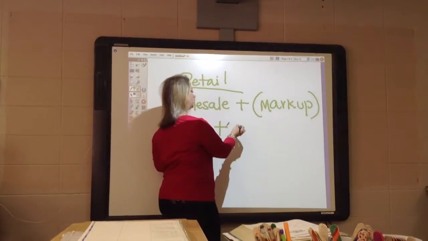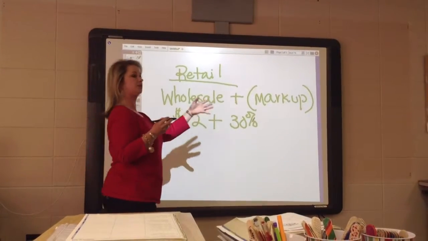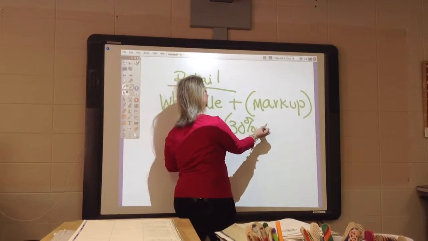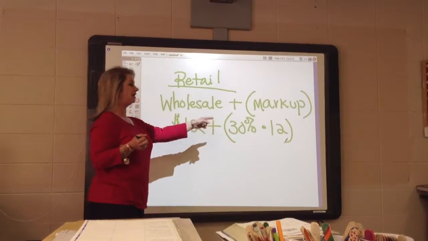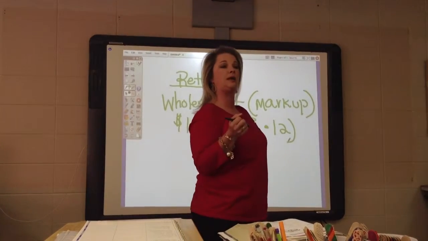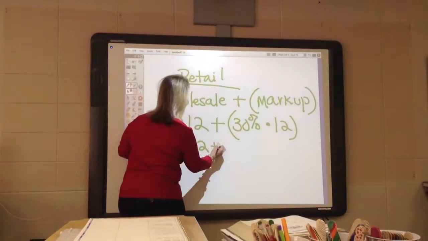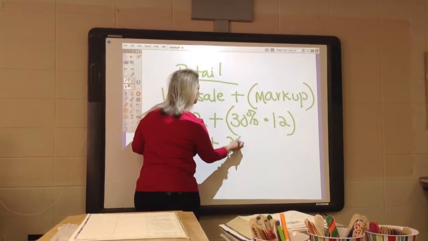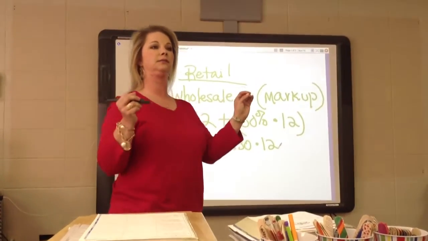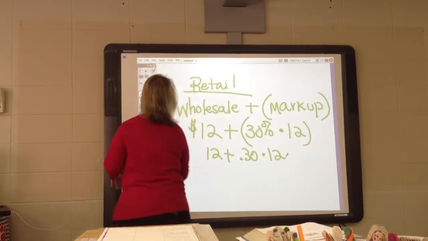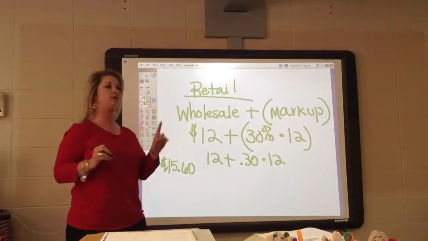Okay, so if I have the markup of 30%, is what you wanted to do? Okay, so if we have $12, we're going to add it to 30% times, what am I going to multiply by? $12. Okay, so I'm going to have to do $12 plus, and I always have to change my percents to a what when I multiply? A decimal. Okay, so I'm going to do $12 plus decimal 30 times 12. And what is my retail price, class? $15.60. Good. Okay, so we know how to do the retail price.